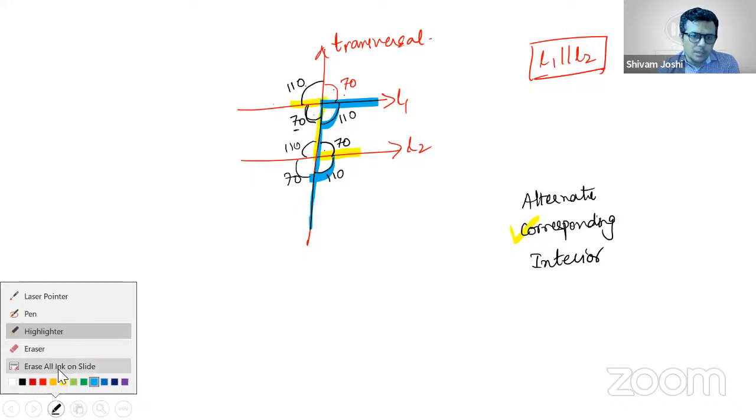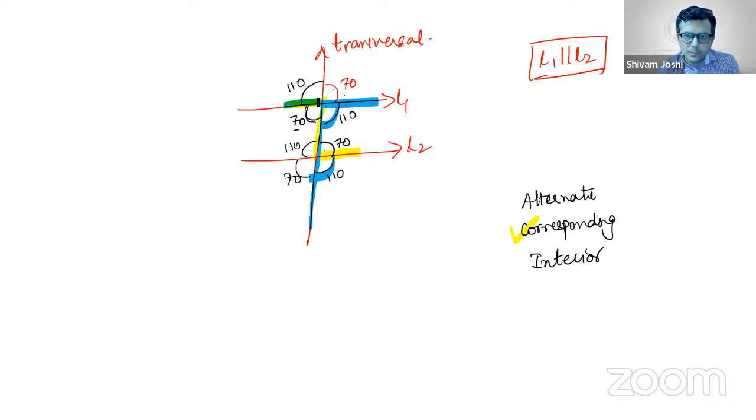Also, if you make a C shape over here, you will be able to see that your interior angles on the same side of the transversal are supplementary, which is 70 and 110. The total will be 180.